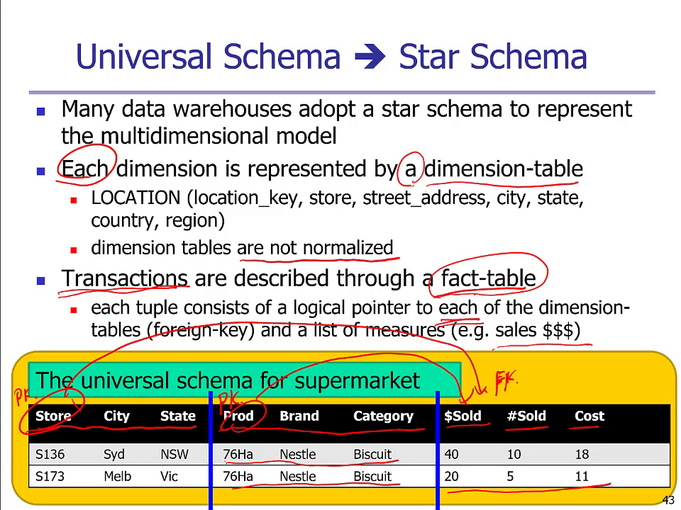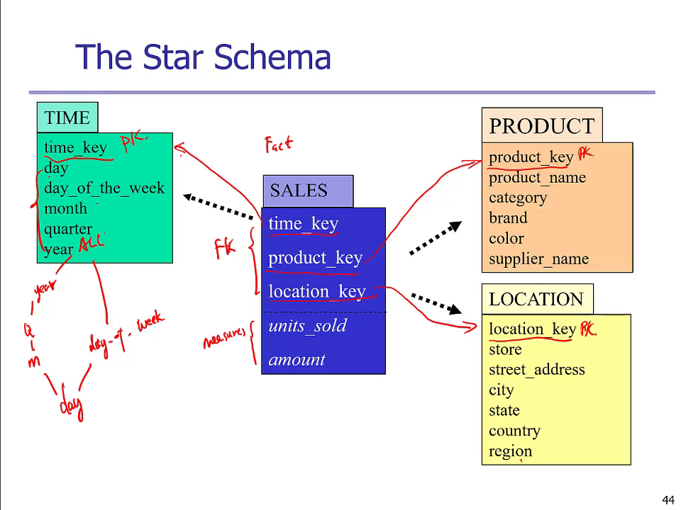So if we look back, the dimension tables are not normalized, right? Each dimension is represented by a dimension table, and the dimension tables are not normalized. We don't further normalize a dimension table, okay? We only do one normalization to have the dimension tables. Let's see if I can give you an example here.